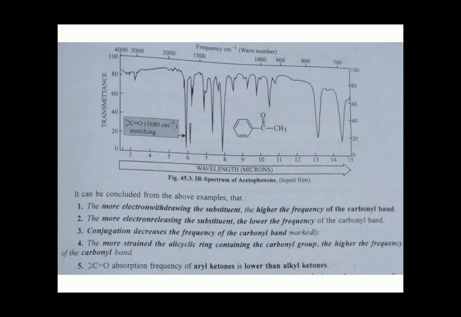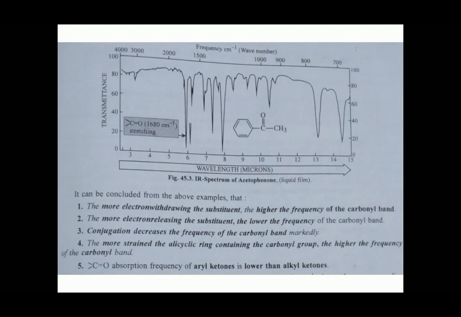Conjugation is simply represented as having alternating single and multiple bonds. This conjugation decreases the frequency of the carbonyl band, and the more strained the alicyclic ring containing the carbonyl group, the higher the frequency of the carbonyl band. Alicyclic compound means it contains one or more all-carbon rings which may be either saturated or unsaturated but do not have aromatic character. And also the C=O absorption frequency of aryl ketones is lower than that of alkyl ketones.